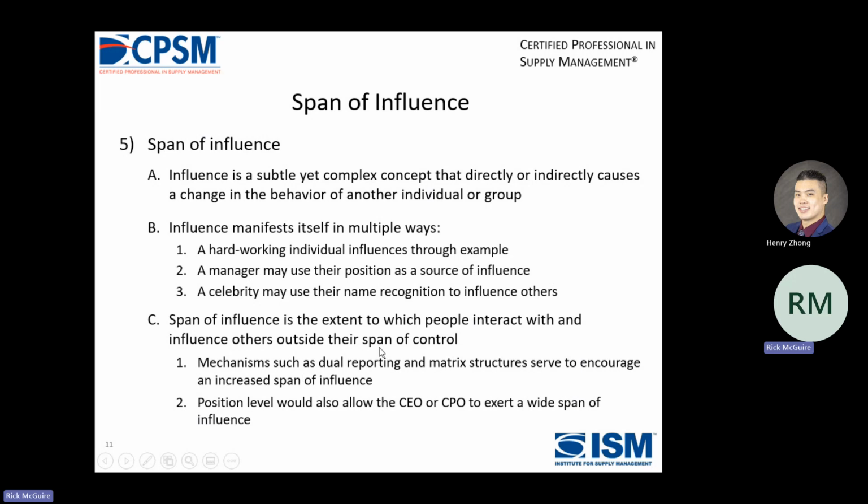So the span of influence is the extent to which people interact with and influence others outside of their span of control. So your span of control is pretty narrow. Those are the people that you write the PARs for. But your span of influence is basically people that you interact with throughout the day. Mechanisms such as dual reporting and matrix structures serve to encourage an increased span of influence. Yeah, they're also complicated and most people don't do them. And position level would also allow the CEO or CPO to exert a wide span of influence just because they're at the top of the pyramid.